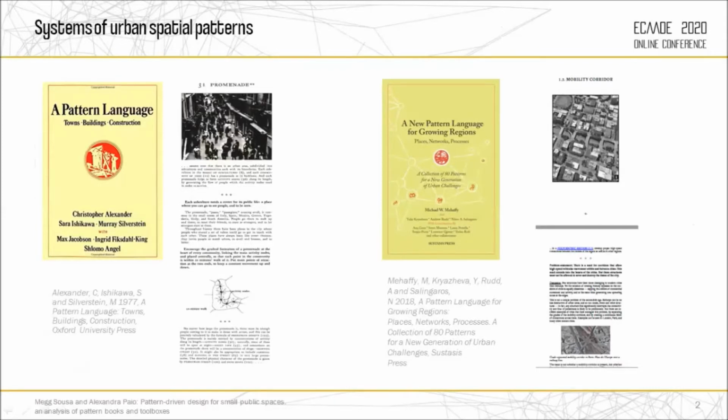One of the most significant works about that was the book A Pattern Language, written by Christopher Alexander in 1977, with a typical structure to show the 253 patterns. This pattern book format is still presented, but with new concepts and situations, like the book A New Pattern Language for Growing Regions, Places, Network, and Process, using the same structure of the book A Pattern Language.